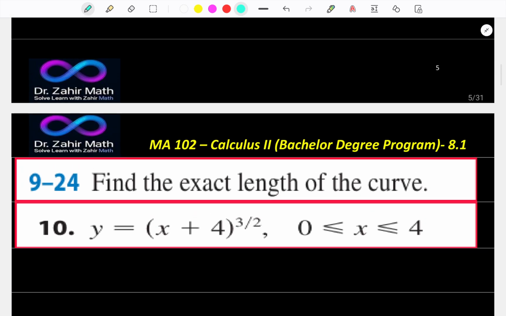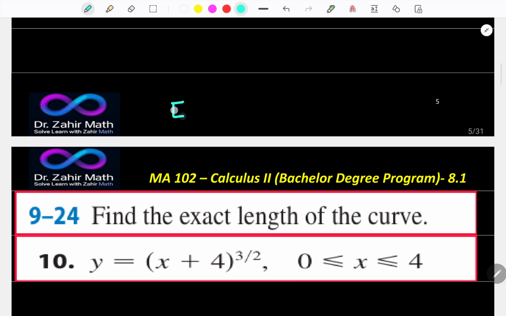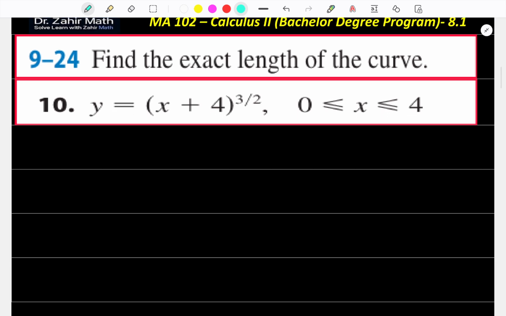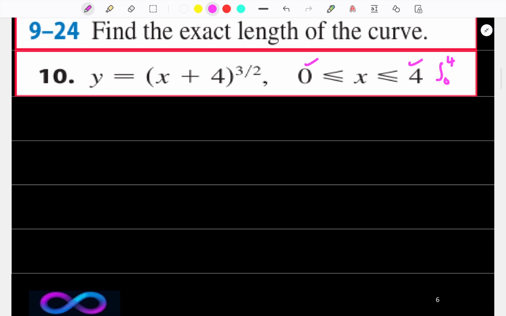Actually this is an extra question, keep in your mind, but in your classwork homework sheet, there is only one question. This is an extra question. I'm going to solve an extra question so that you will get more idea about this topic. Find the exact length of the curve y is equal to (x plus 4) the whole power 3 by 2, and x lies between what? 0 to 4. It means your integral is what? 0 to 4, right? So what's your formula?